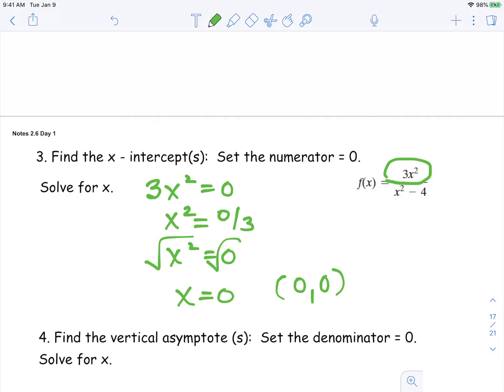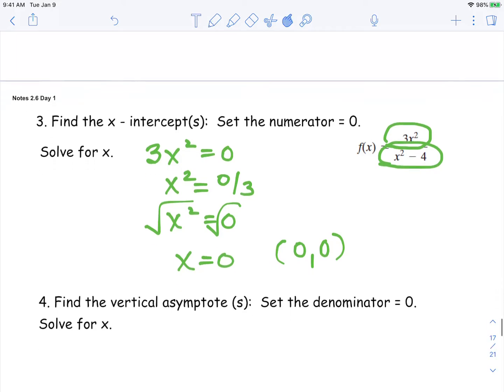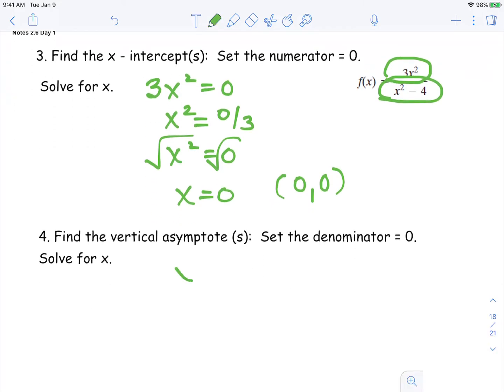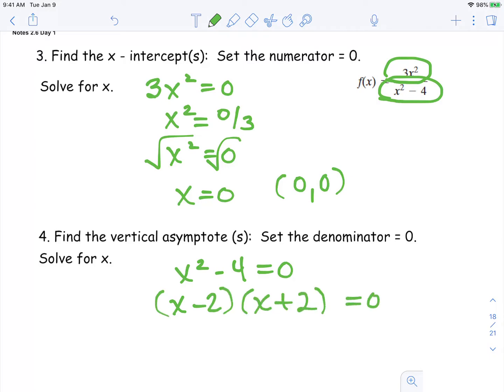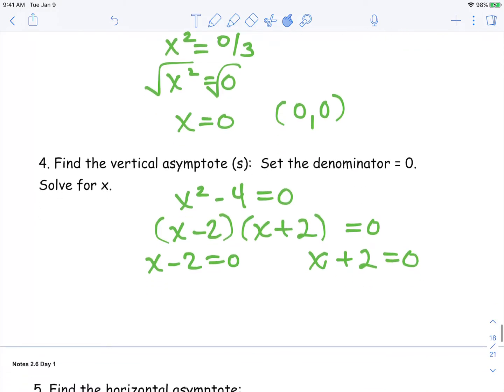To find the vertical asymptote, we're going to set the denominator equal to 0 and solve for x. So we're going to factor this using the difference of two squares. Then we're going to use the zero product property and solve for x. So we get x equals 2 and x equals negative 2. So those are where our vertical asymptotes are. They are also our domain restrictions.